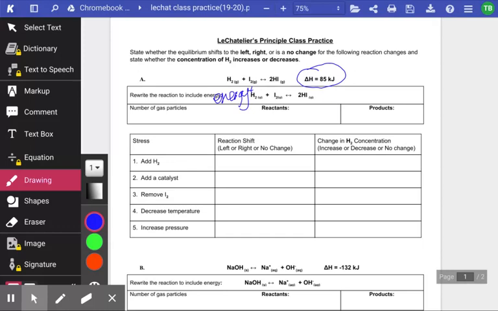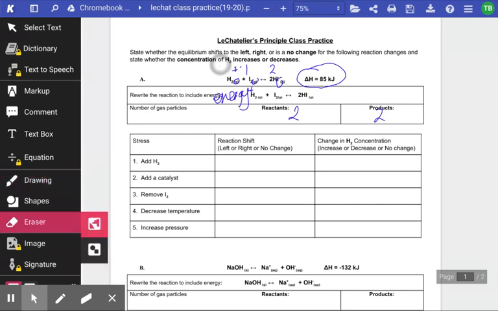The next thing we're going to look at is the number of gas particles. You always want to look at your states of matter. Everything here is a gas, so we're going to count everything. I have 1 plus 1 gas particle there for a total of 2. And then I have 2 on the right because I have a coefficient of 2 there. So I have 2 gas particles for reactants and then 2 for products.